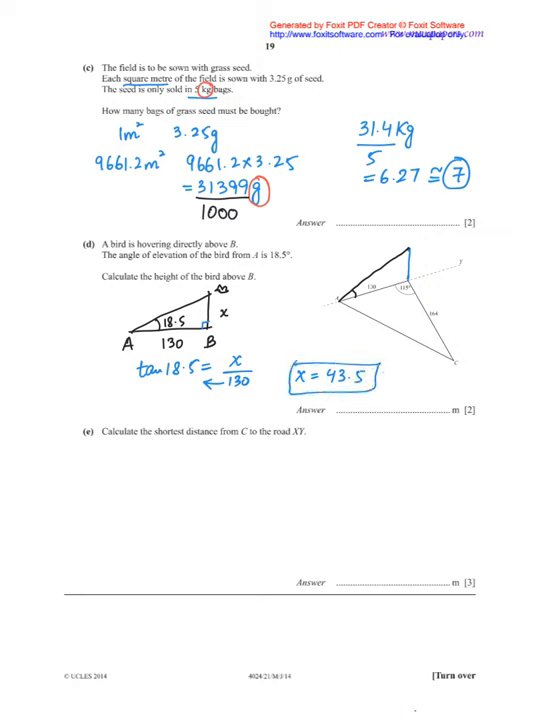In the next part it says calculate the shortest distance, that means the distance at 90 degrees from C to the road XY. So if I draw the shorter distance from C to the road XY, that is the distance, and the angle we have is 90. So that angle you can find easily by subtracting 115 from 180. So 180 minus 115 leads to 65. So this angle is 65.